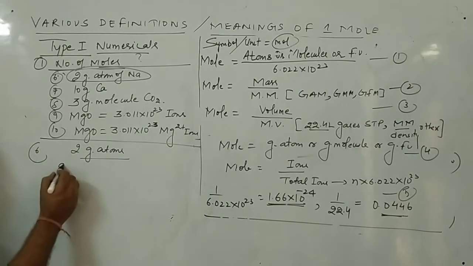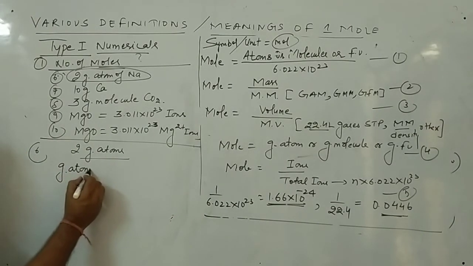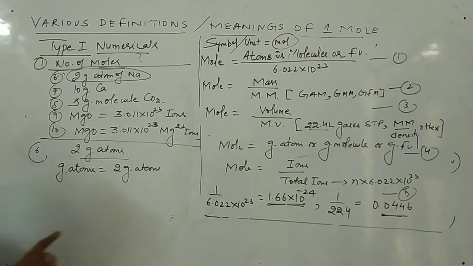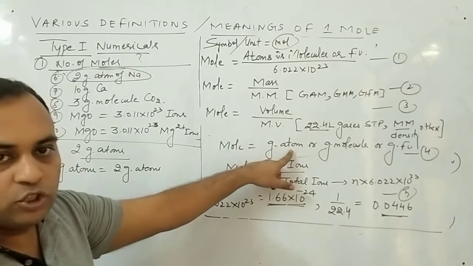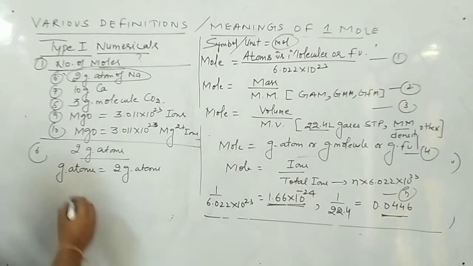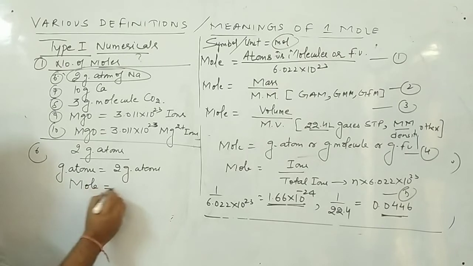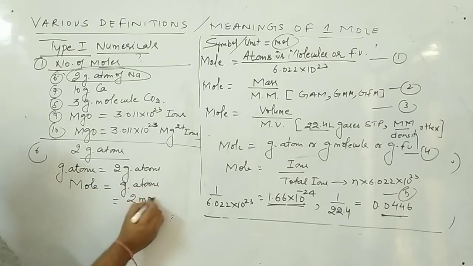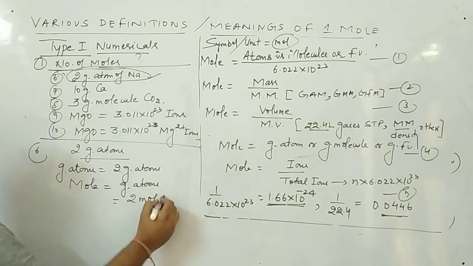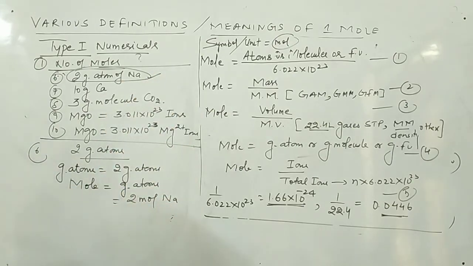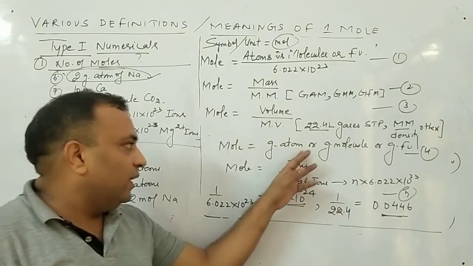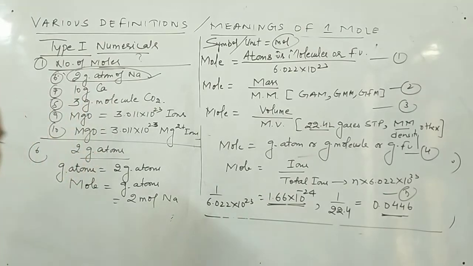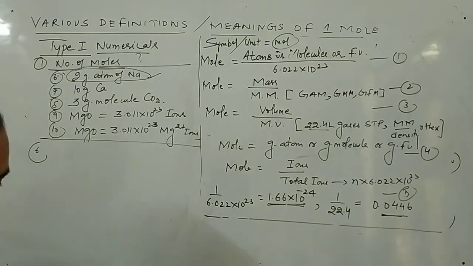So what is given to you? Gram atoms are given to you, 2 gram atoms. Now I will use formula number 4. Mole is directly equal to gram atoms. So your answer is 2 mole sodium. Direct, doesn't make any difference. And I have told you earlier that gram atom, gram molecule and gram formula are the historical names of mole. Okay, now we'll go to the seventh part.